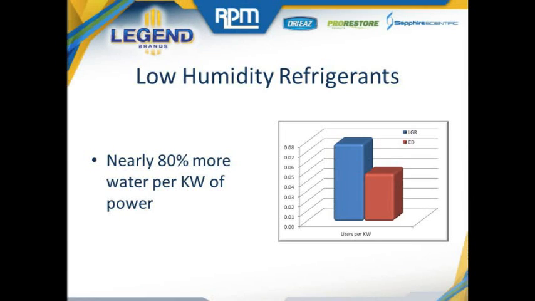Low humidity refrigerants provide nearly 80% more water per kilowatt of power consumed than a standard refrigerant dehumidifier. However, the performance increase per kilowatt is significantly greater when we discuss desiccant dehumidification.